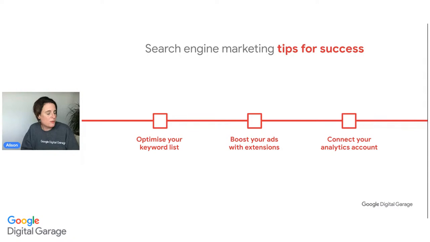So some top tips for search engine marketing: optimize your keyword list. Make sure you've got a strong, tightly themed keyword list. It's vital to a good search ad campaign. Boost your ads with these ad extensions, now called assets. This is one of the quickest and easiest ways you can improve your click-through rate by implementing these extra features. They'll make your ads stand out, and they're free to use. It's not going to cost you any more to use these features on your ads, and can actually make your ads cheaper in the long run.